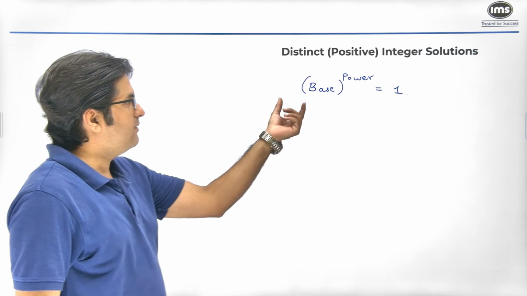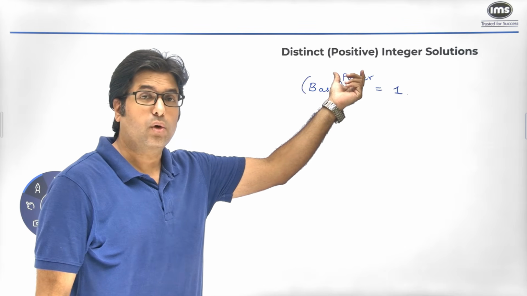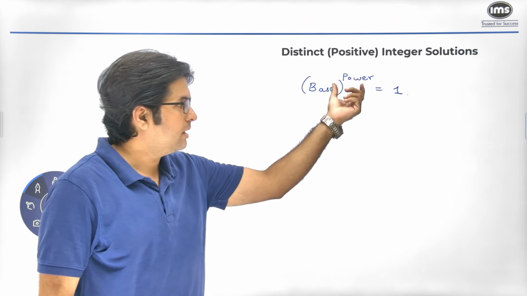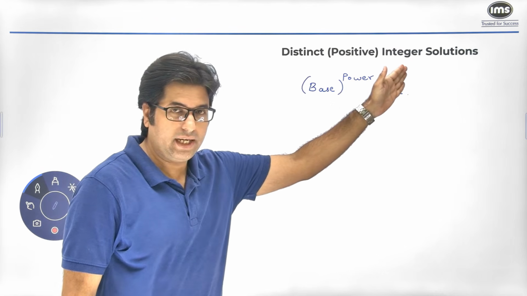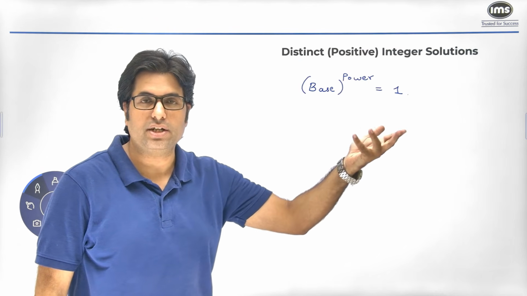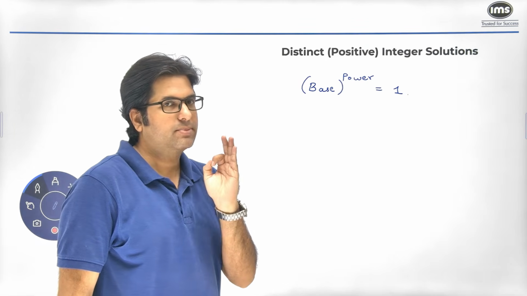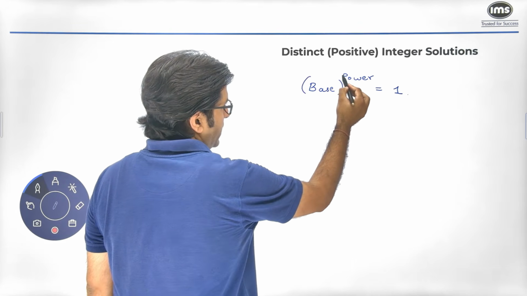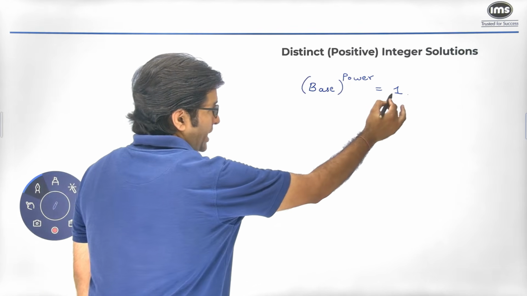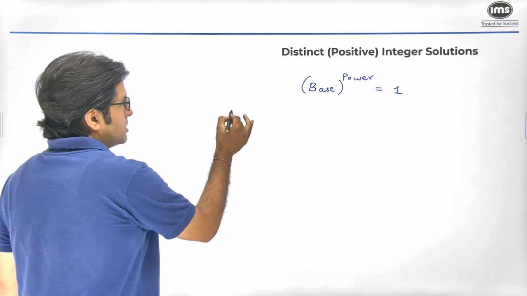So understand, whenever you are given, let's say, a quadratic expression here in the base, again a quadratic expression in the power, and then this is equal to 1, and you are asked either the integer solutions or positive integer solutions and so on. So how to approach this particular variety of questions? Understand that whenever you have an expression in base raised to a certain power, to get the final answer equal to 1, there could be 3 possible cases.